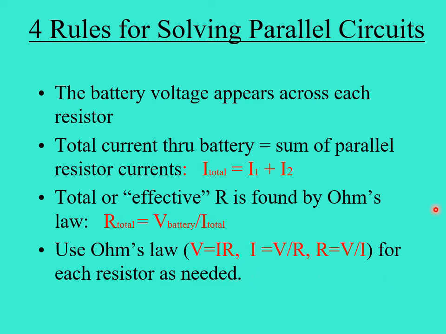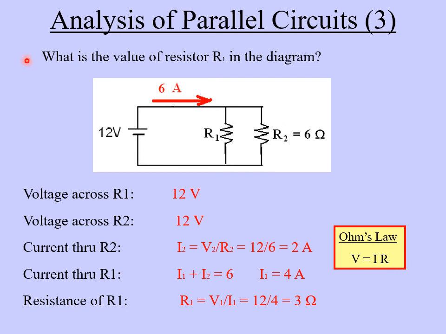So let's go ahead and do an example. So here we have a circuit. So the first thing we can do is identify that this is indeed a parallel circuit. We've got 2 resistors here shown in parallel. They're connected to a 12-volt battery. We're told that there's 6 amps of current flowing through this path up here of the circuit. We don't know what this resistor is. It's just labeled R1. And we know that this one, R2, is equal to 6 ohms. So let's answer these questions.